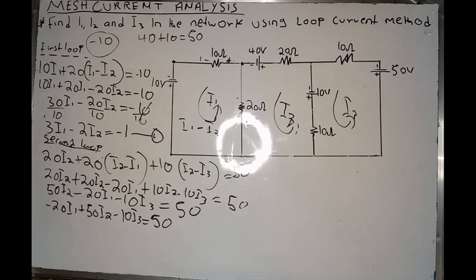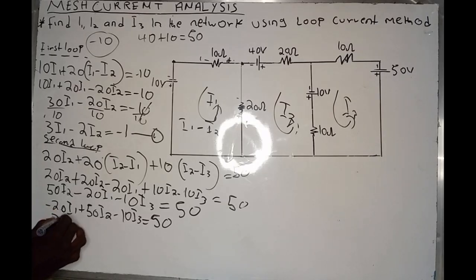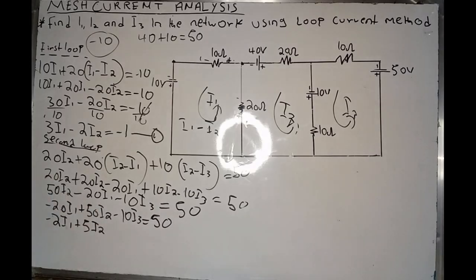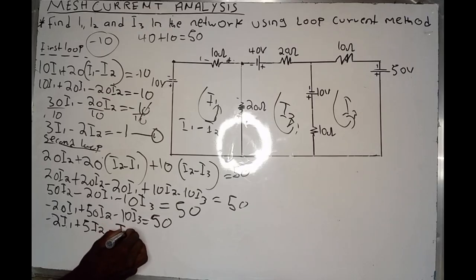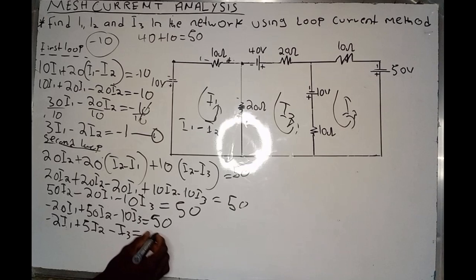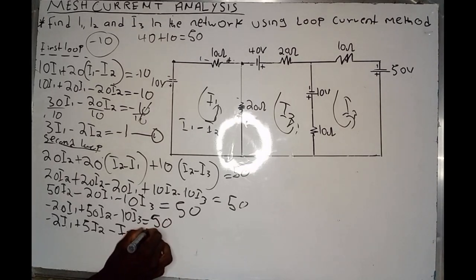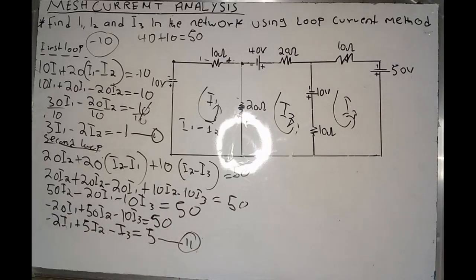So I have to divide both sides by 10. If I divide both sides by 10, I will end up having minus 2 I1 plus 5 I2 minus 1, which is I3, which is equal to 5. 50 divided by 10 is 5, here I'm having 5. So therefore, let's call it equation 2.